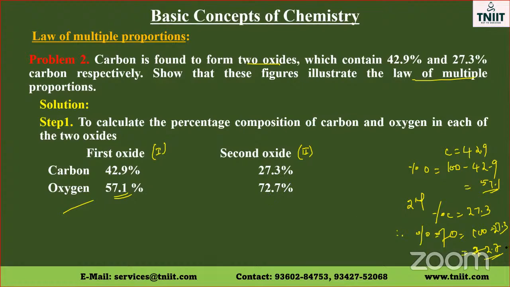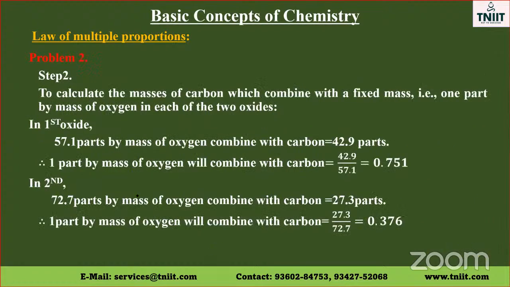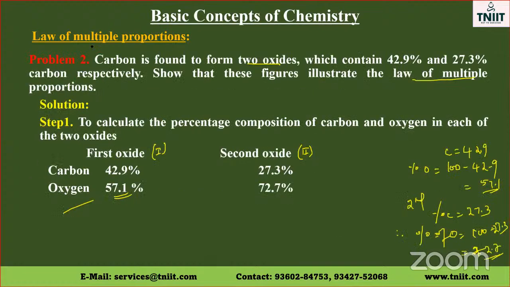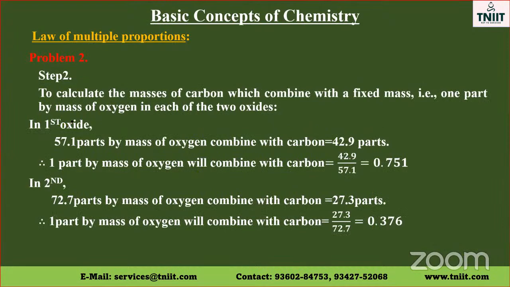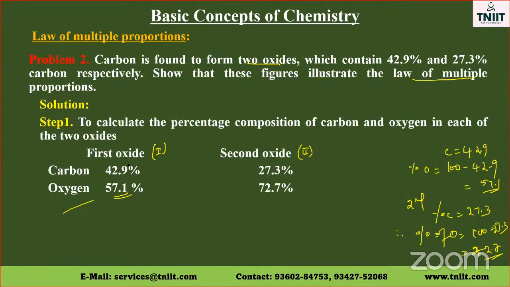The second step is to calculate the mass of carbon which combines with a fixed mass, that is 1 part by mass of oxygen, in each of the two oxides. In order to prove that, in the first case, 57.1 parts by mass of oxygen combine with 42.9 parts of carbon.